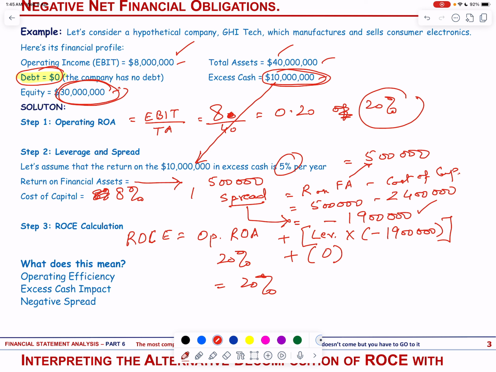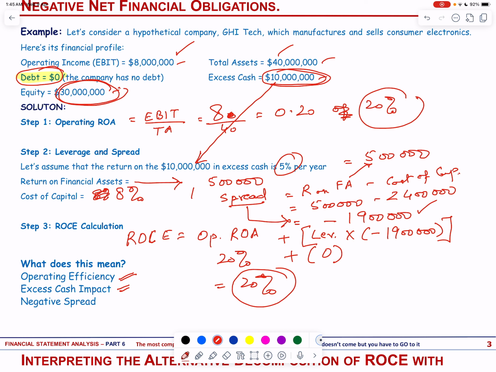So what does this mean? The operating return on assets of 20% indicates that the company is very efficient at generating profit from its core assets. It has no debt, which means it doesn't pay any interest and doesn't need to use leverage to amplify the returns. Despite having excess cash, the company's ROCE remains unaffected because there is no debt.